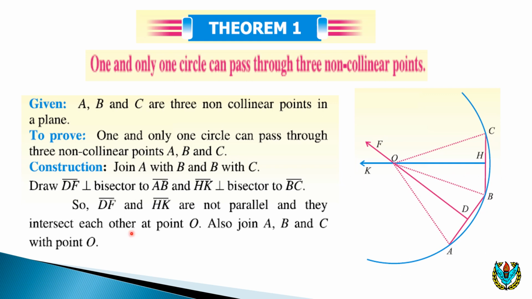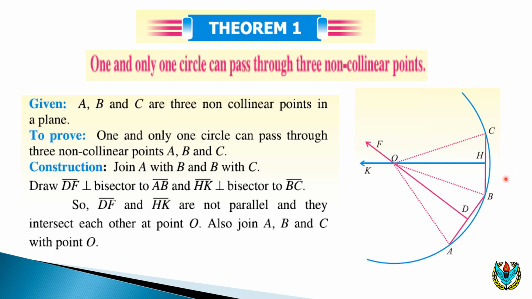Similarly, we will draw the right bisector of the line segment BC, which is HK. In construction, we will write join A with B and B with C. We will draw the right bisector of this line segment AB, which is DF. DF is the perpendicular bisector of AB. Similarly, HK is the perpendicular bisector of the line segment BC.